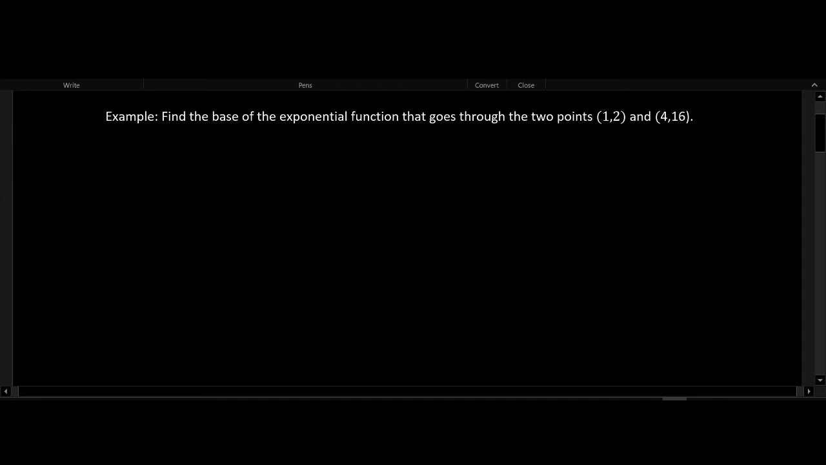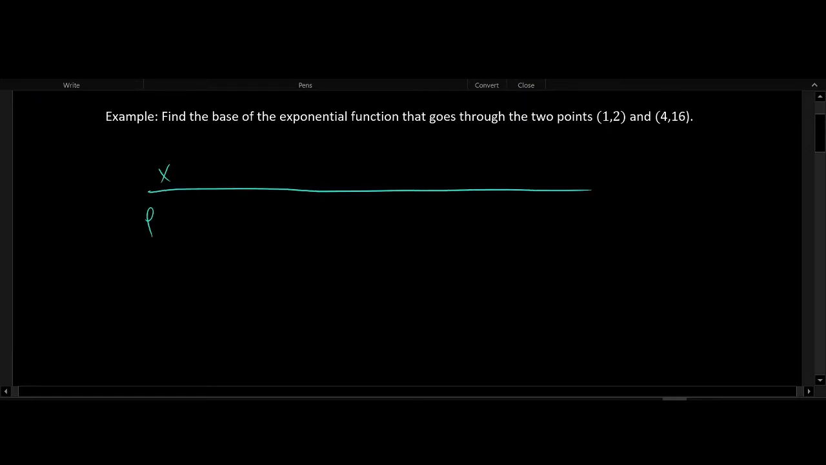Today, let's talk about the process of finding the base of an exponential function even when you don't have a complete table of values for the exponential function. Maybe, as in this problem, you are only given 2 points that this function passes through. You are only given information that when the x is 1, y is equal to 2, and when the x is 4, y is equal to 16.